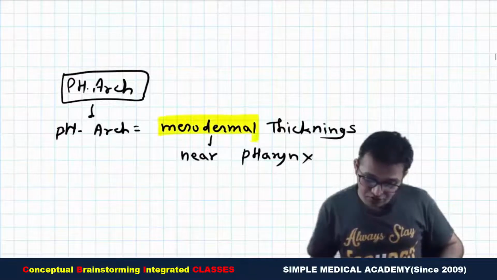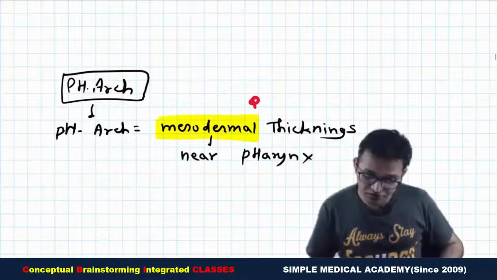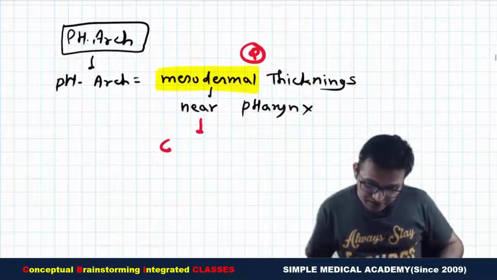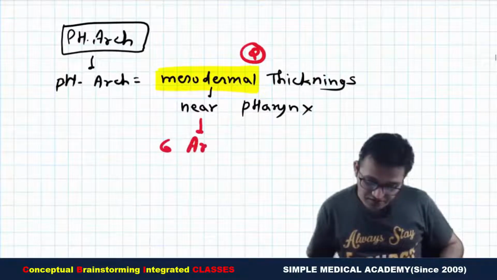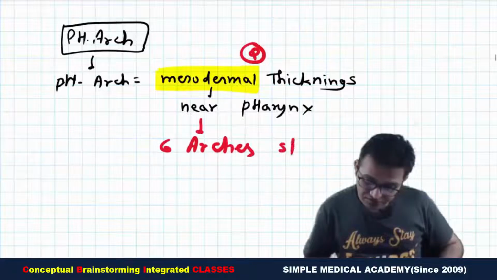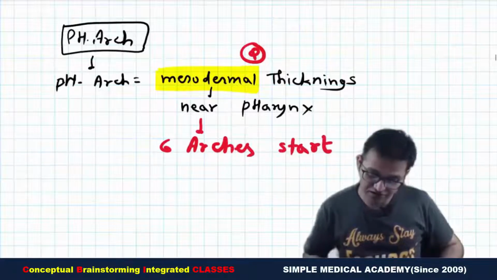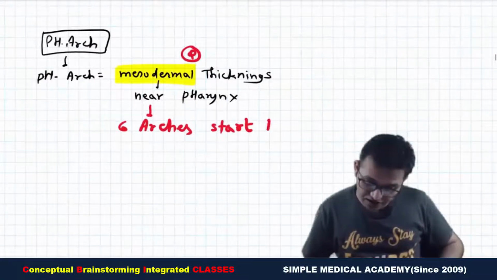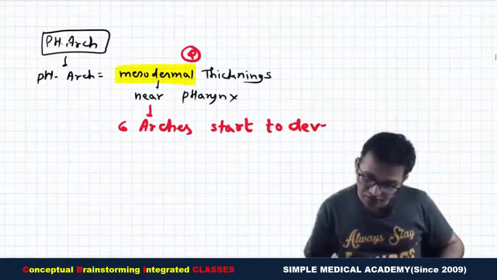What MCQ may be correlated? Yes, your answer is the mesoderm MCQ. Now see how many total arches are developing. 6 arches start to develop. Yes, 6 arches start to develop.